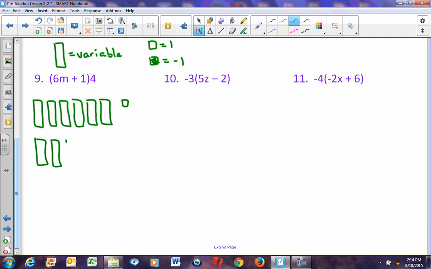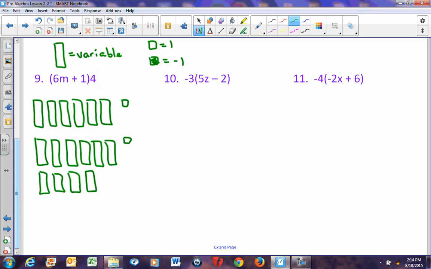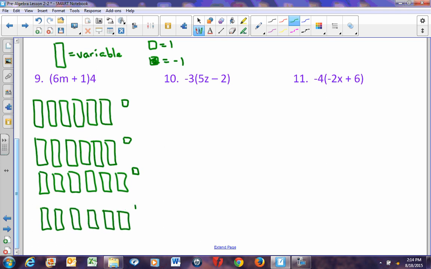1, 2, 3, 4, 5, 6, and another 1. And then last but not least, 1, 2, 3, 4, 5, 6, and another 1. So now, if I added all those up, 6 plus 6 is 12, 12 plus 6 is 18, 18 plus 6 is 24.